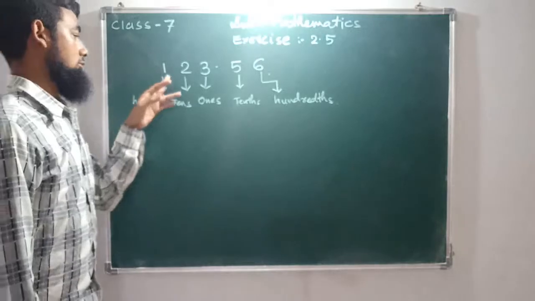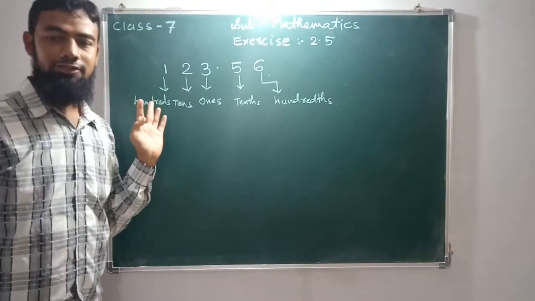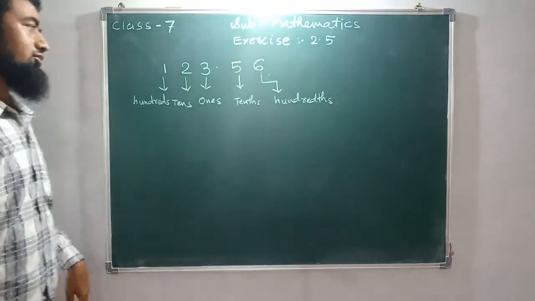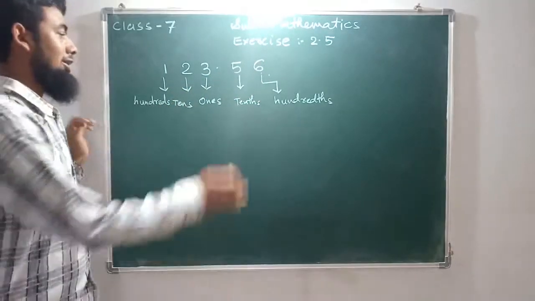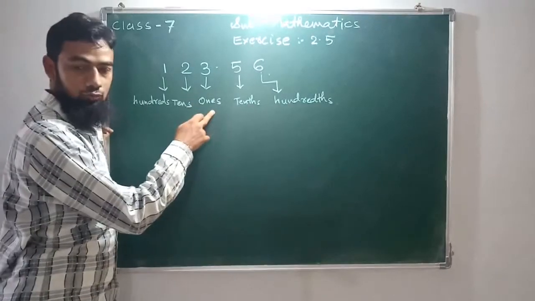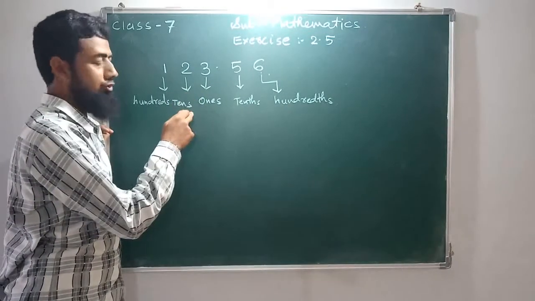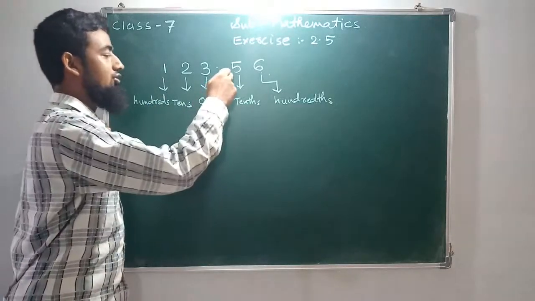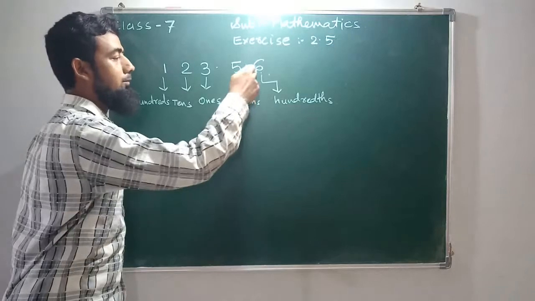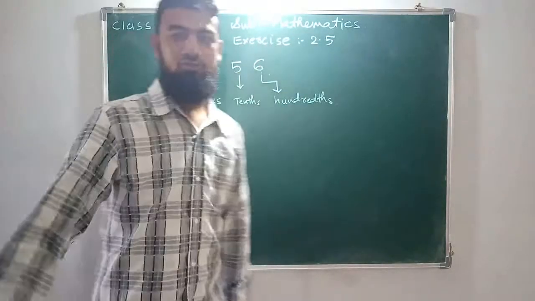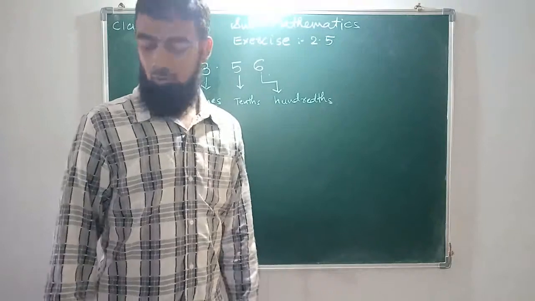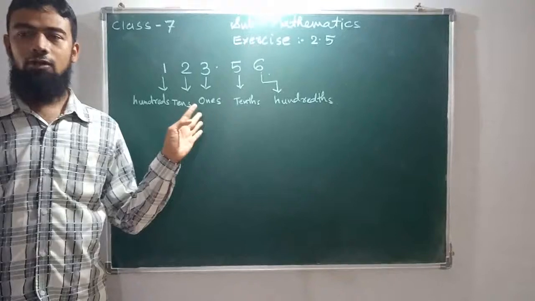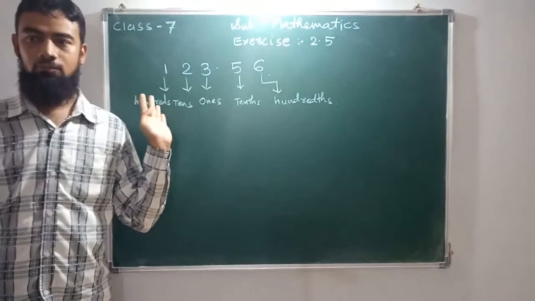Understood? So how can you read this number 123.56? Again I am repeating. The place of 3 is ones, the place of 2 is tens, the place of 1 is hundreds, and the place of 5 is tens, the place of 6 is hundreds. Now we are going to discuss exercise 2.5 based on this concept.